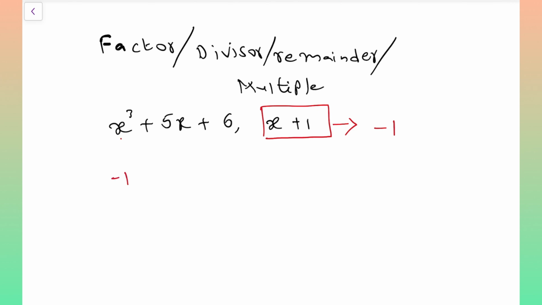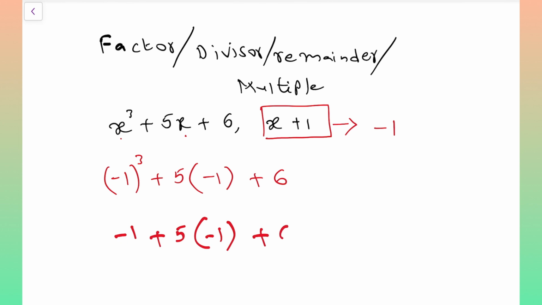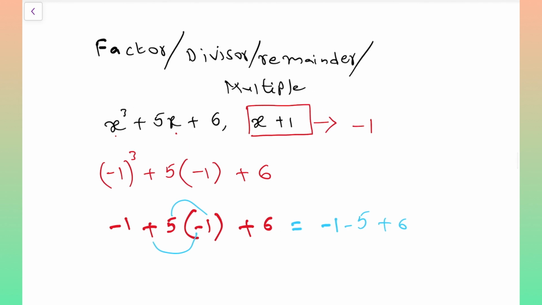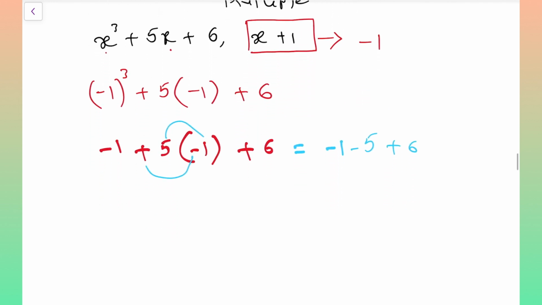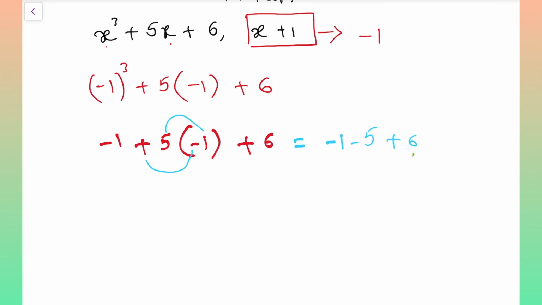Here x is there, so minus 1 power 3 plus 5 into minus 1 plus 6. Minus 1 power 3 is minus 1, plus 5 into minus 1, that is minus 5, plus 6. If you simplify this further, minus 1 plus 6 minus 5, that is 1 minus 1, which is 0. So the answer is 0. After simplifying like this, check what the final answer is.